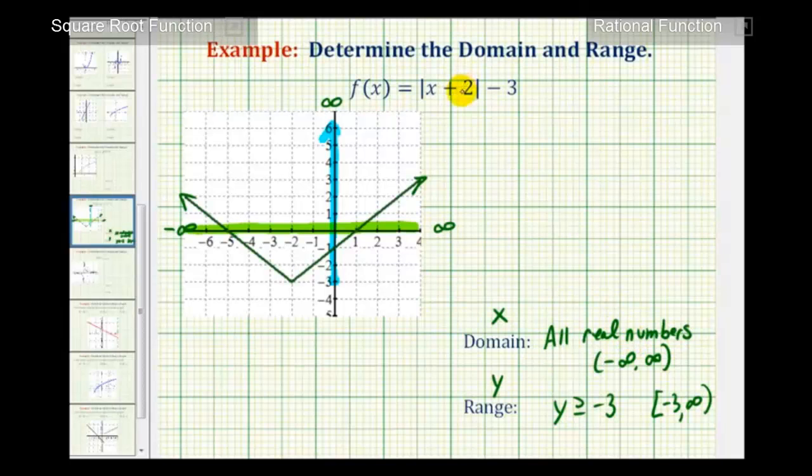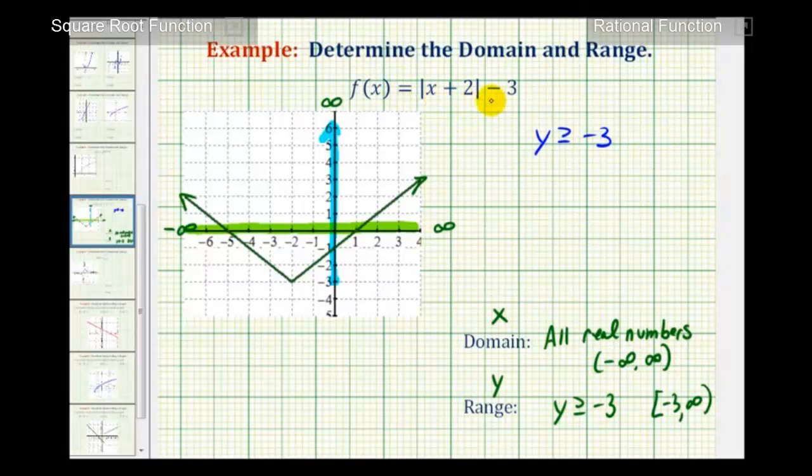And then for the range, if we knew the absolute value of a number is always going to be greater than or equal to 0, well, if this is always greater than or equal to 0 and then we subtract 3, then the function value or y value is always going to be greater than or equal to -3. Again, if this value right here is always going to be 0 or some positive number, then the function value or y value must always be greater than or equal to -3, which is our range.